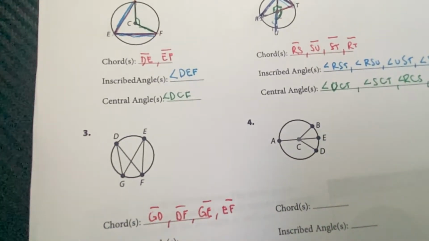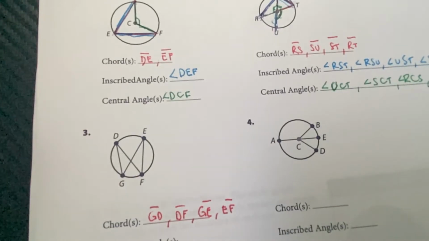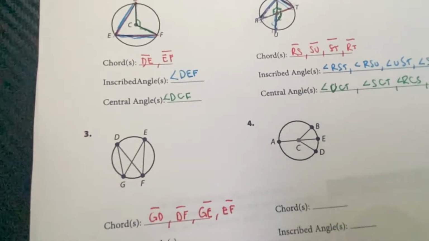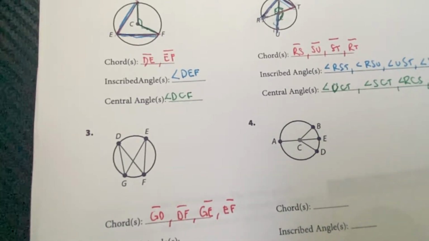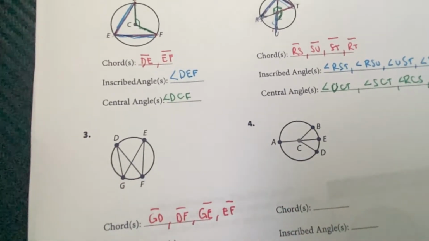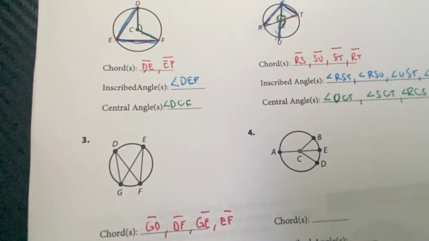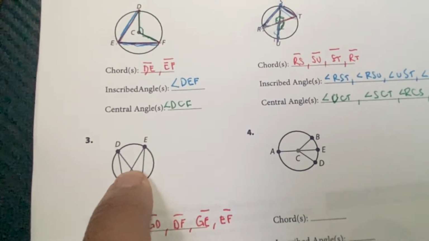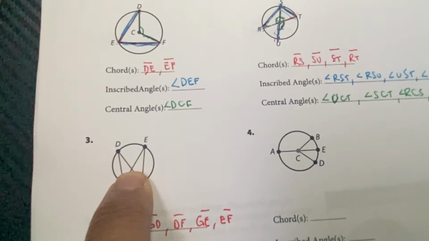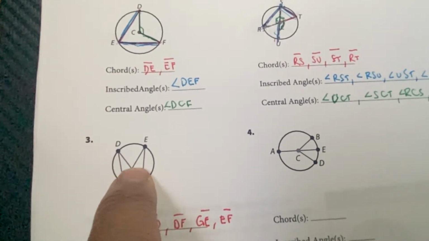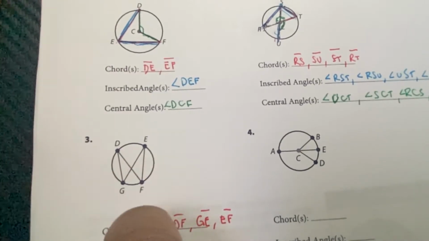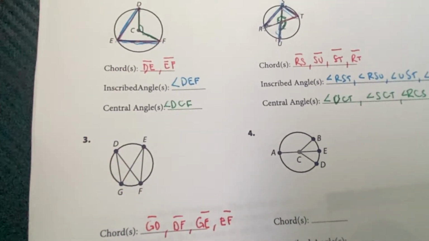My central angle. Wait a minute. Is there a central angle? No, there's no central angle. So that's going to be a big none. There's none. Because I can't be certain that this is the center of the circle. It doesn't even look like it's the center anyway, but I can't be certain because they haven't described this as a circle. There's no letter there. There's no dot there. So that's not the center.